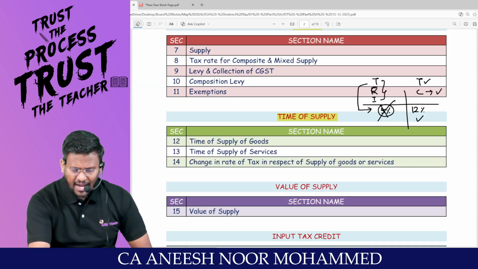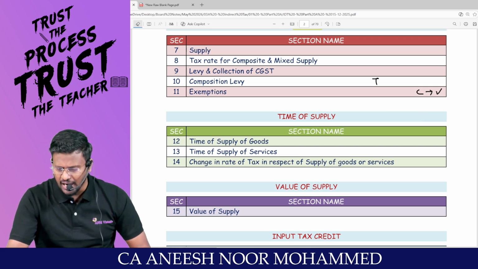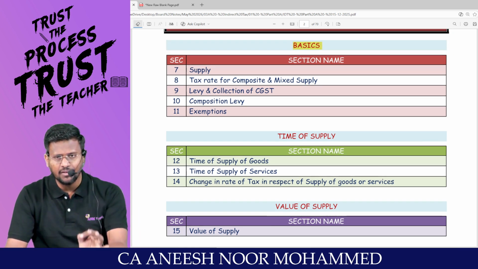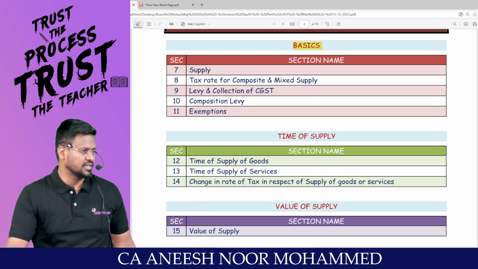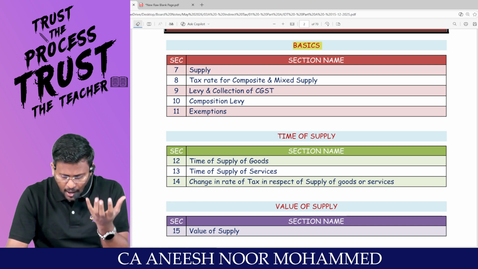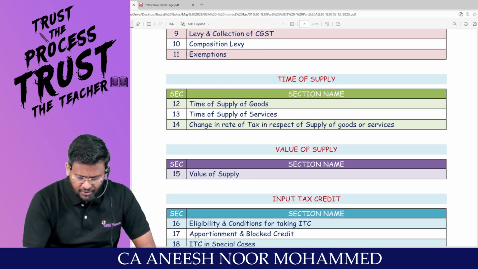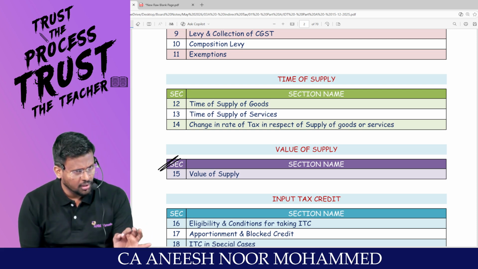Okay, sir. My activity or transaction has become a supply, sir. That means it falls under section 7, sir. And I have bifurcated that activity or transaction into either supply of goods or supply of services, sir. Let me ask you a question. On what value am I liable to pay GST, sir? Section 15 is talking about value of supply.